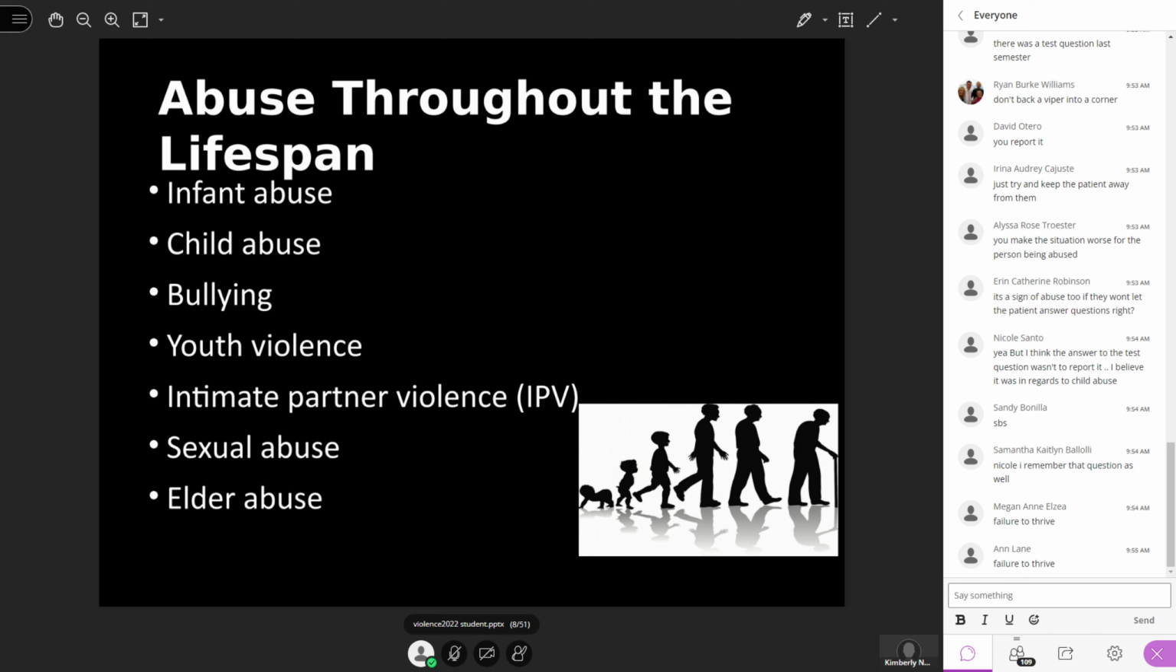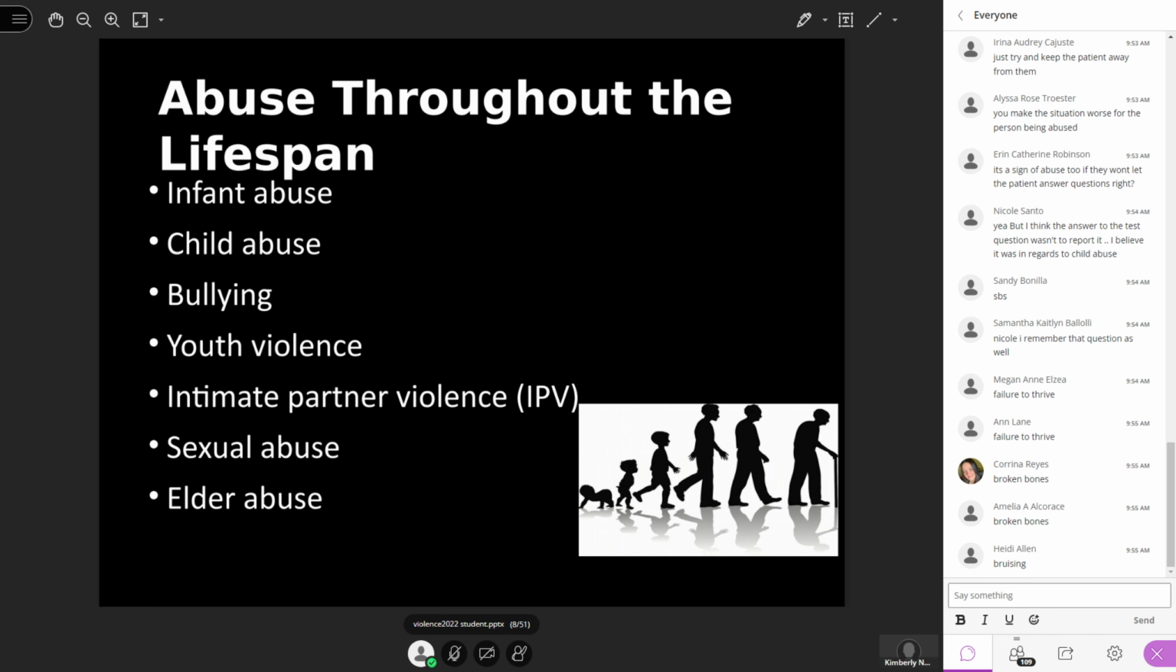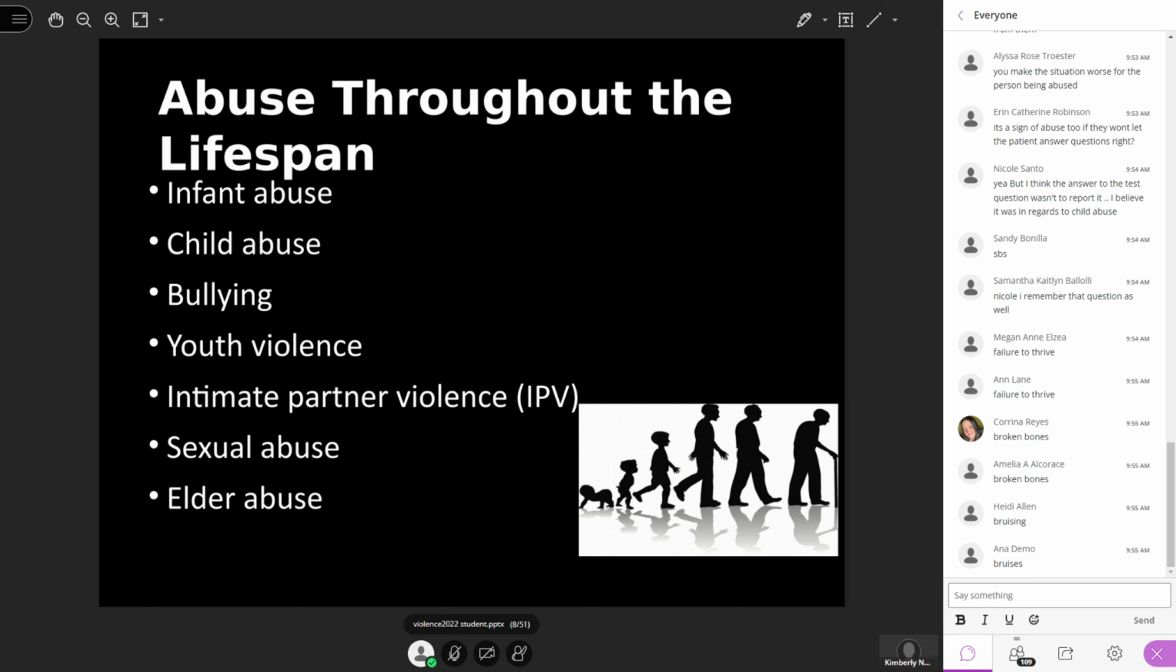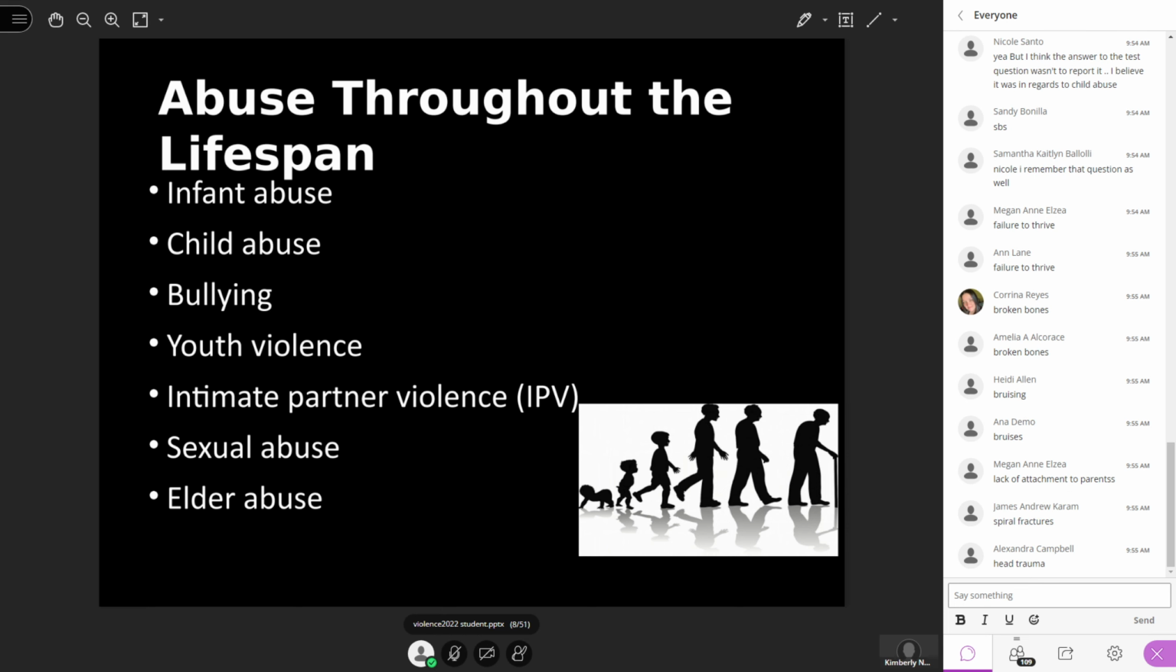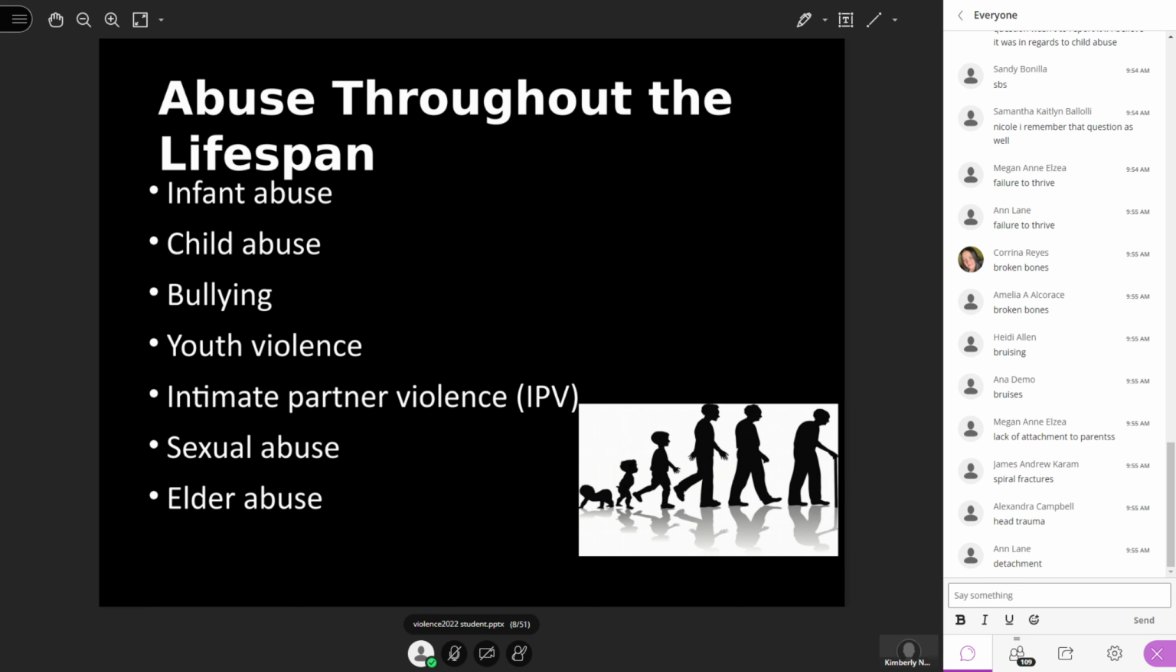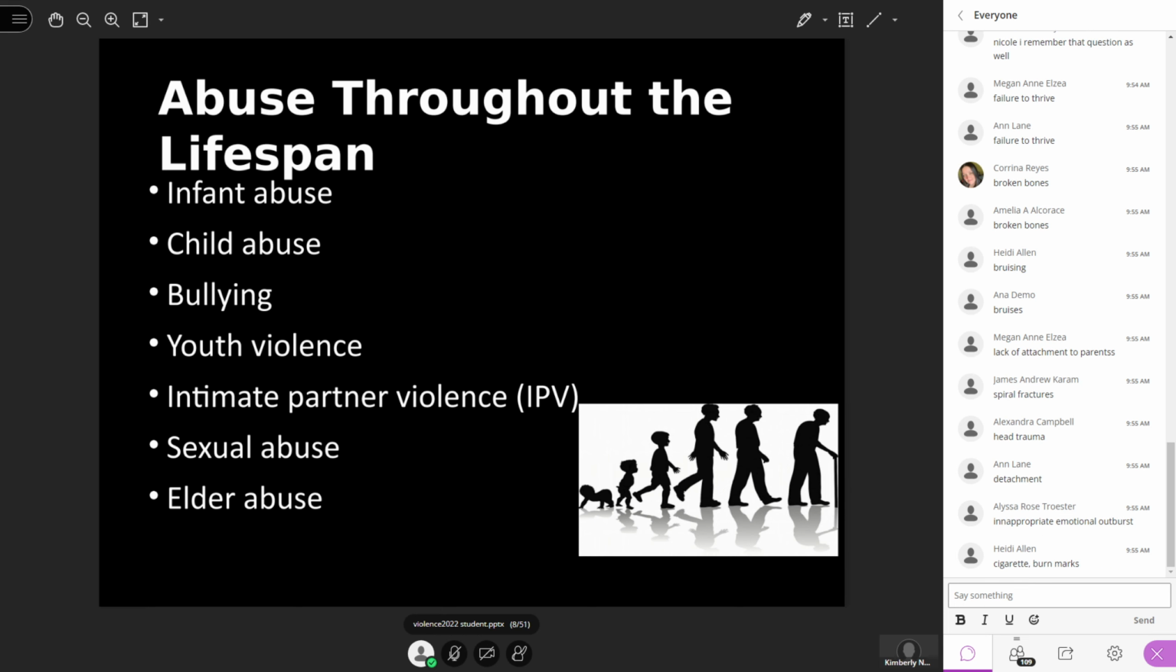Failure to thrive, yeah. We're going to talk about failure to thrive when we talk about nutrition. Broken bones, bruising, lack of attachment to parents, spiral fractures. That's a great one, James. Head trauma, yeah. There you go. Cigarette burns, marks. Yeah, great. Diaper rash can be a sign of neglect, poor eye contact, resistance to touch, frequent and recurrent hospitalizations. That's excellent.